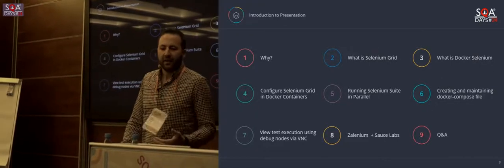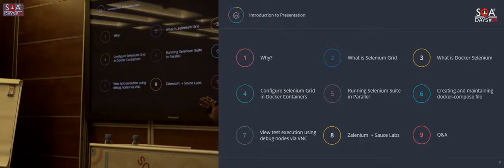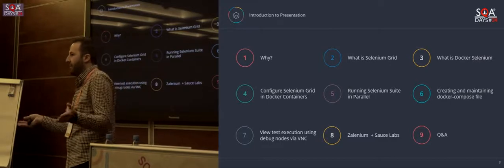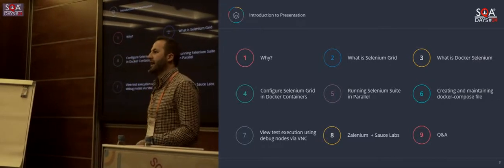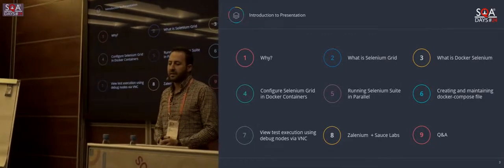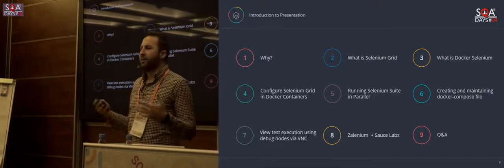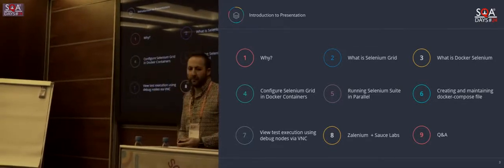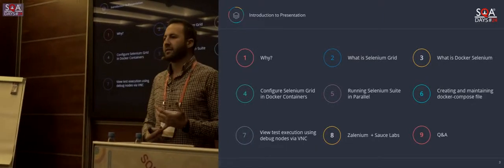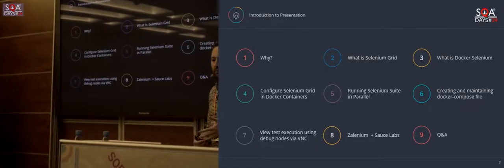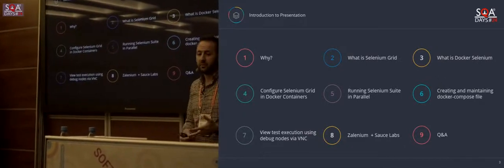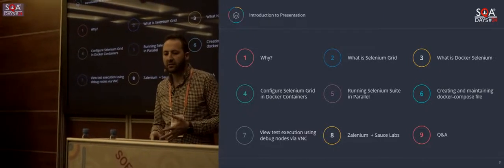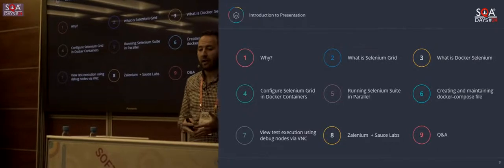Cool. So today I will start from the place where you already know what Selenium is and what it does, so that if you have any question regarding basic, starter-level stuff, we can discuss it later. Today we will imagine that we already have tests, we just need to speed them up and run them in parallel. For that reason we'll talk about Selenium Grid, what Docker actually is, how to configure Selenium Grid in Docker containers, and how we can run them in parallel.